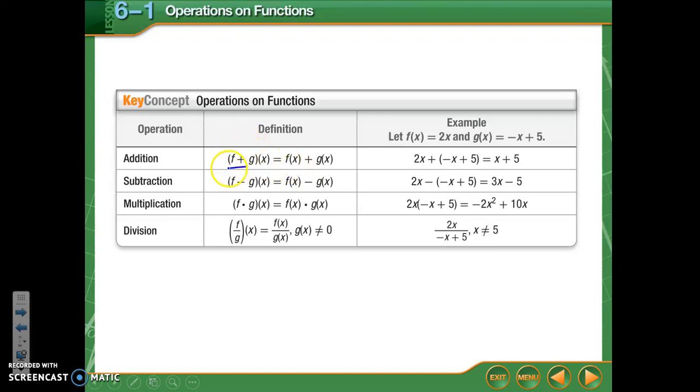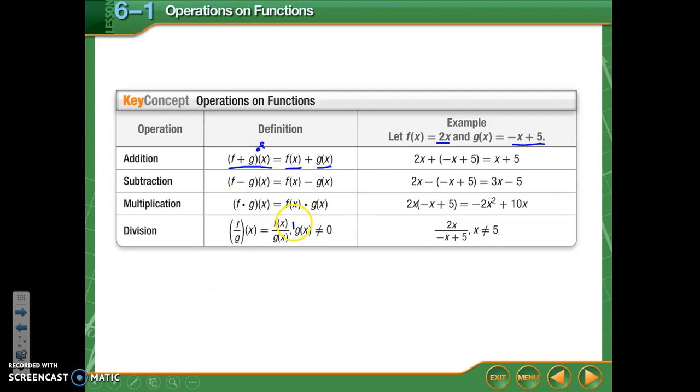When you see this notation, this is f plus g of x. Remember, this is not times x. This means the function f and the function g added together and evaluated at x. And all we have to do is add those two functions together. Super easy. So if f of x is 2x and g of x is negative x plus 5, then f plus g of x is just 2x plus negative x plus 5, which is x plus 5. Same thing with subtraction, you just subtract the functions. Same thing with multiplying, and same thing with dividing.